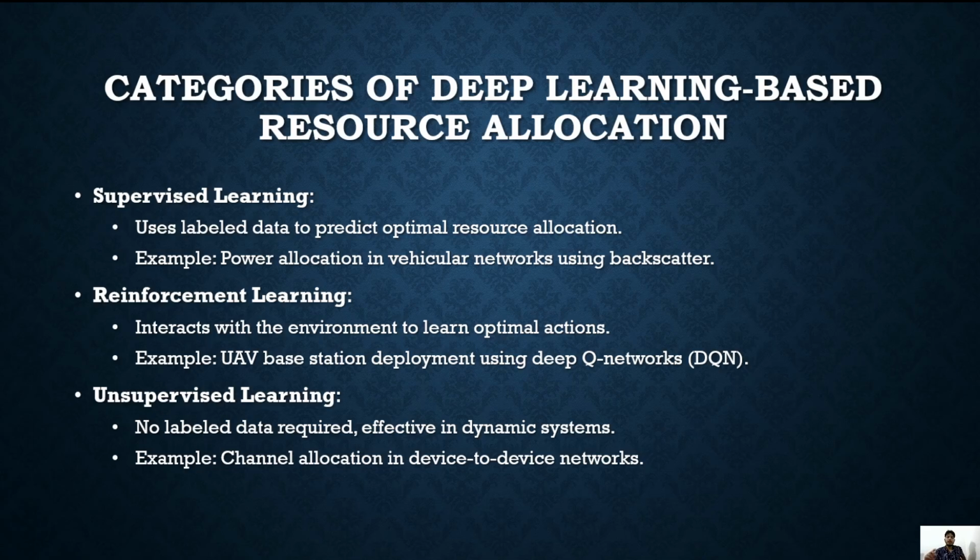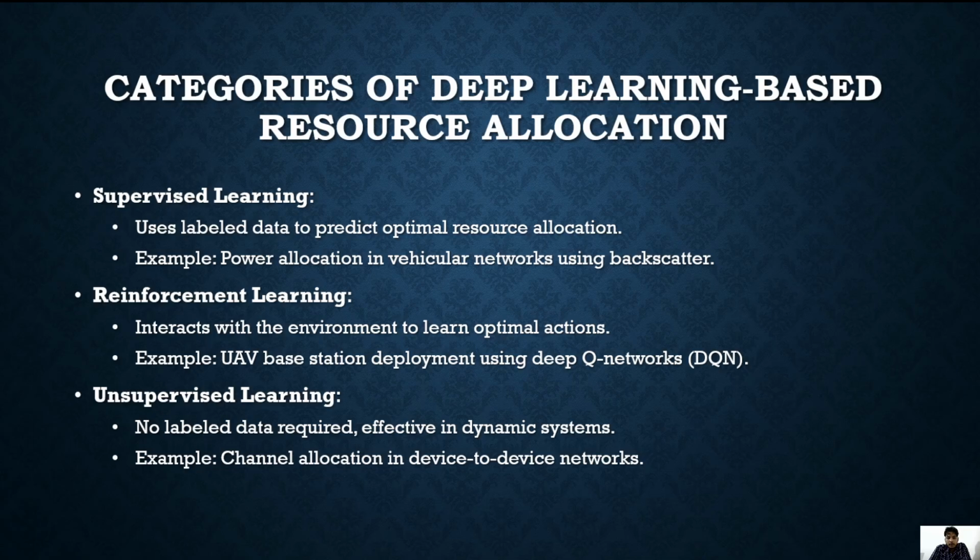Categories of deep learning based resource allocation. So, there are briefly three types of resource allocation technologies or methods being followed. One, supervised learning. Second one is reinforcement learning and third, unsupervised learning. In supervised learning, we use labeled data to predict optimal resource allocation. Example, power allocation in vehicular networks using backscatter.